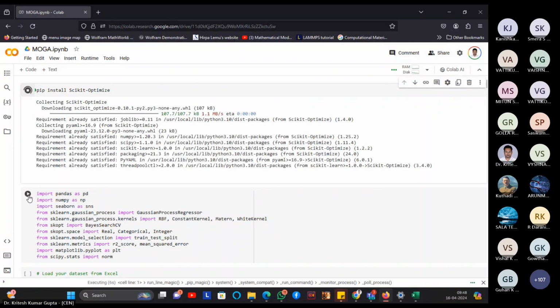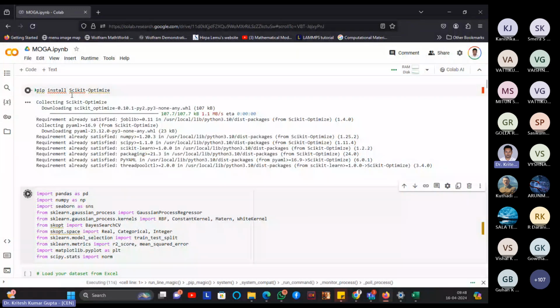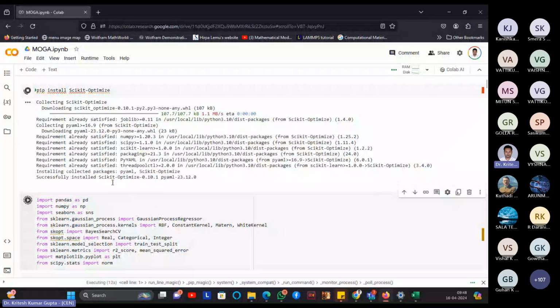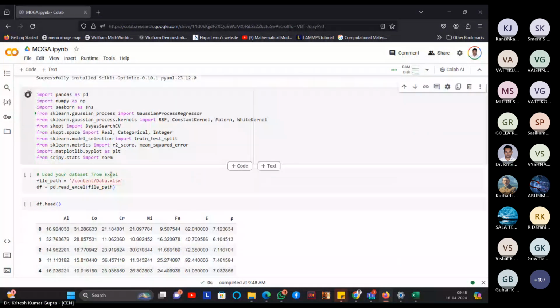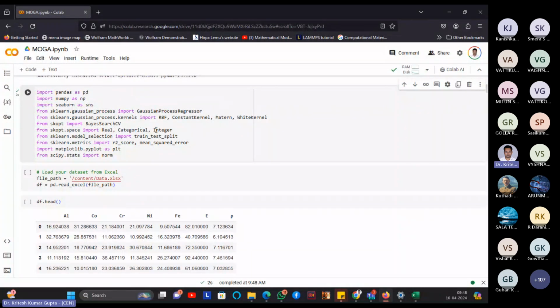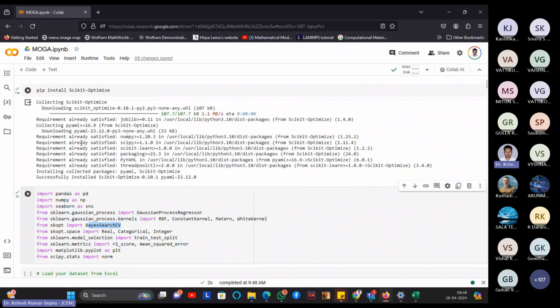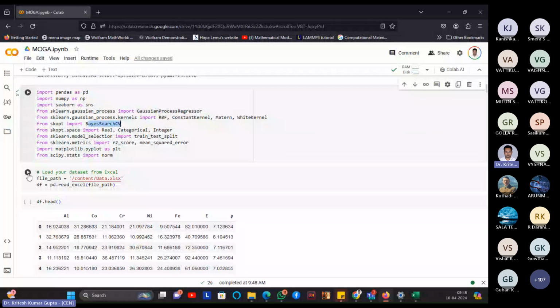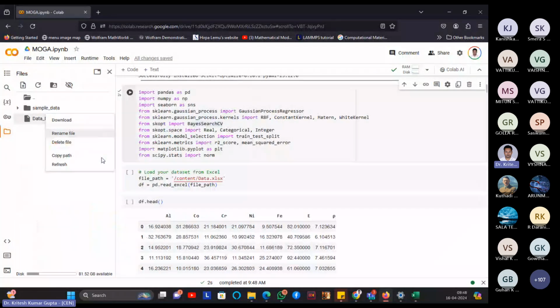Okay, so I think I'm not going to use the scikit-optimize, but okay. So all the dependencies are there. So again, I'm going to use Gaussian process regression, with the kernel functions which I'm going to use. Okay, so BayesSearchCV, I think I'm not going to use here. Oh, yeah, I'm going to use it for hyperparameter tuning. No problem. Okay, so now I will just take copy path.